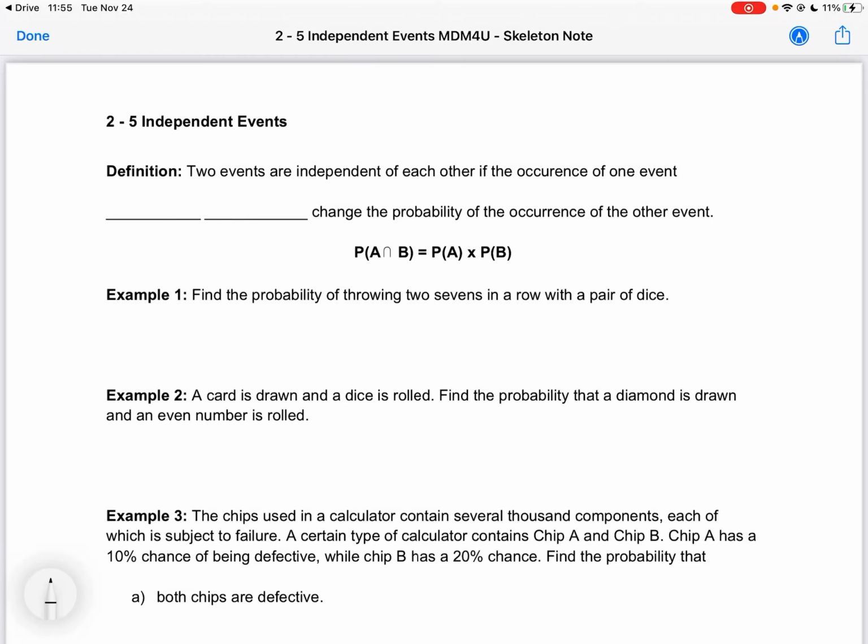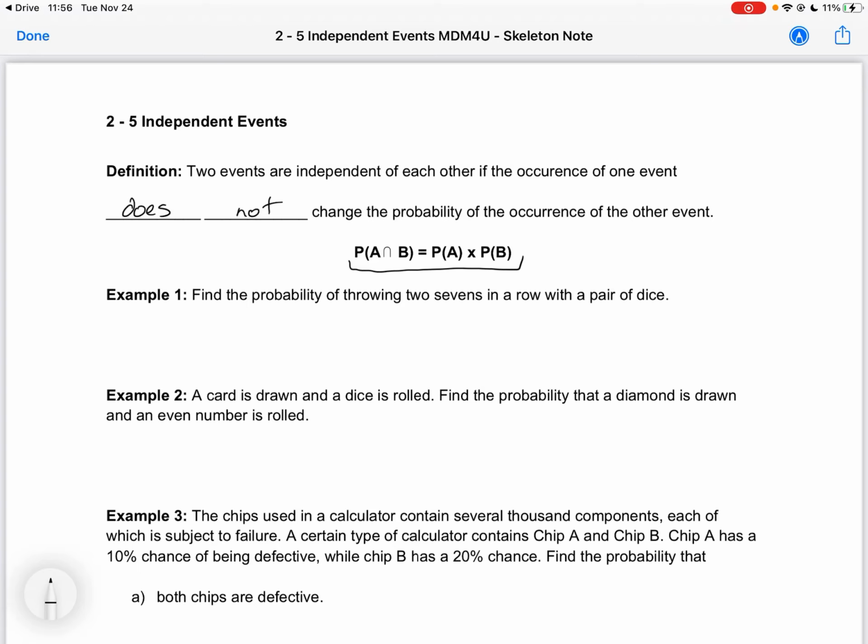This video goes over examples of independent events. Independent events are two events that are independent of each other if the occurrence of one event does not change the probability of the occurrence of the other event, which means that this statement is true here. So the probability of A and B occurring is equal to the probability of A multiplied by the probability of B.